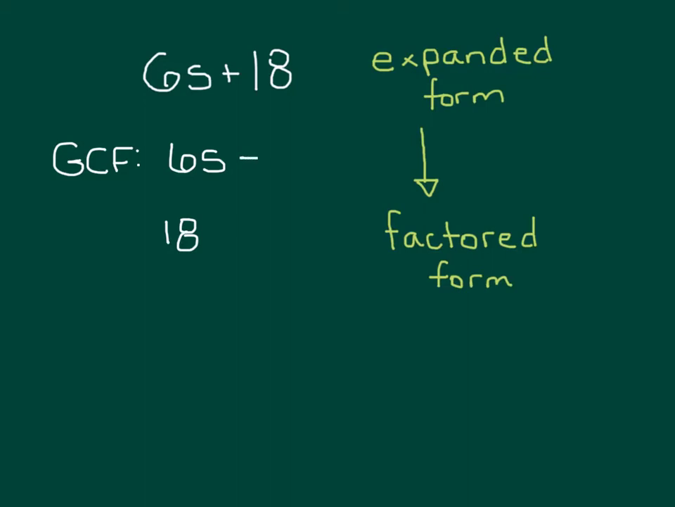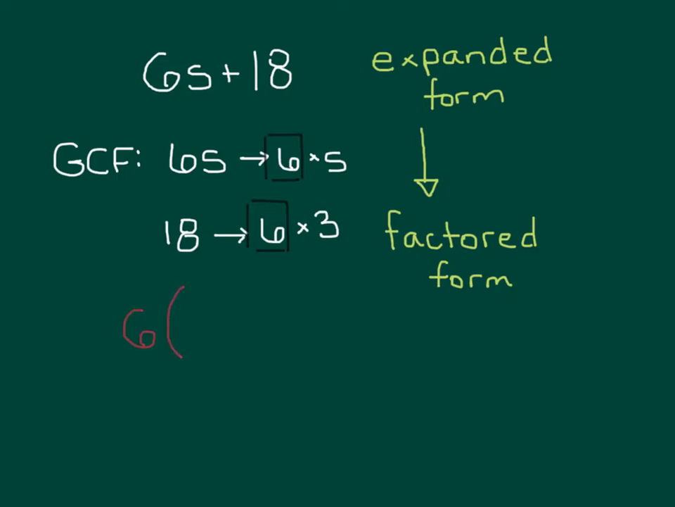Well, if you look at 6s, this is really the same as 6 times s, and 18 is the same as 6 times 3. Can you see that our greatest common factor in this case is really the 6 here and the 6 here? So now that I know that my greatest common factor is 6, to the outside of my parentheses, I'm going to put the 6. Then I'm going to add my parentheses.